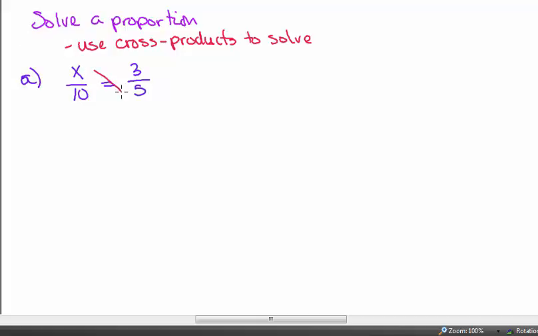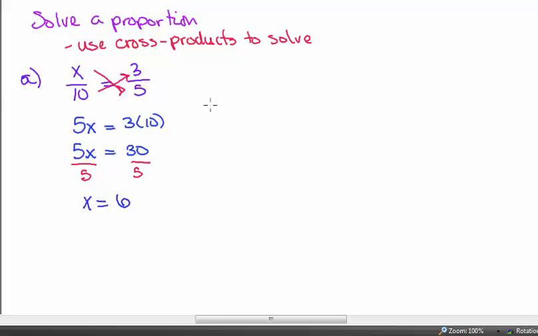But if you don't see that, because sometimes the proportions aren't so easy to see, we go ahead and we cross multiply. So 5 times x is equal to 3 times 10. So 5x is equal to 30. Divide both sides by 5, and you get that x equals 6. And even if you think you see it, I recommend going ahead and cross multiplying just to double check yourself. Okay, let's try another example.